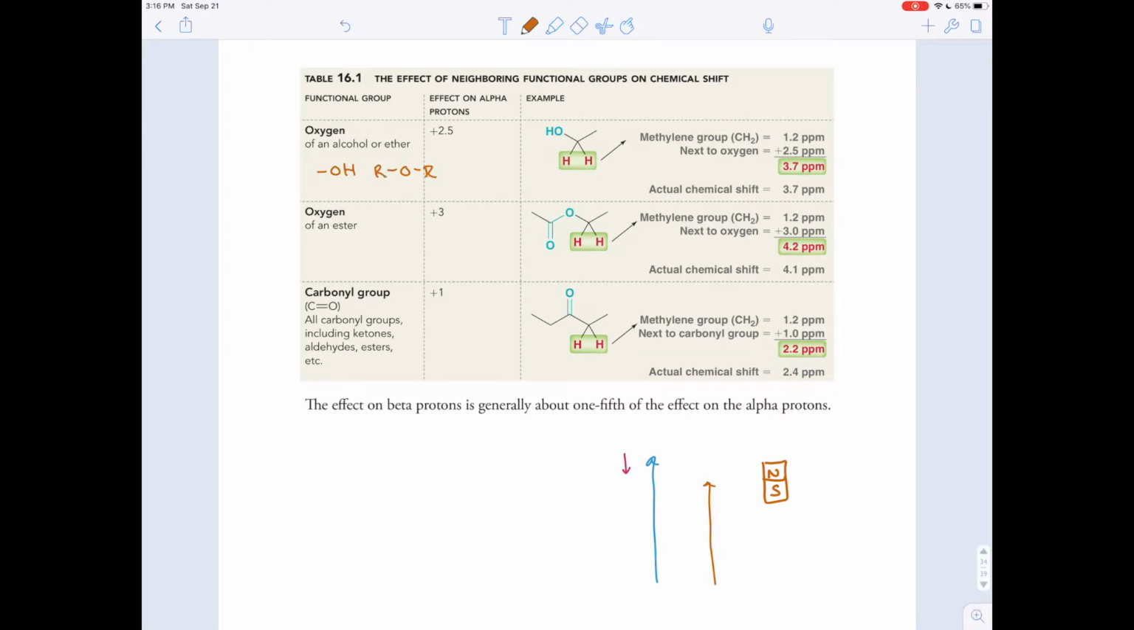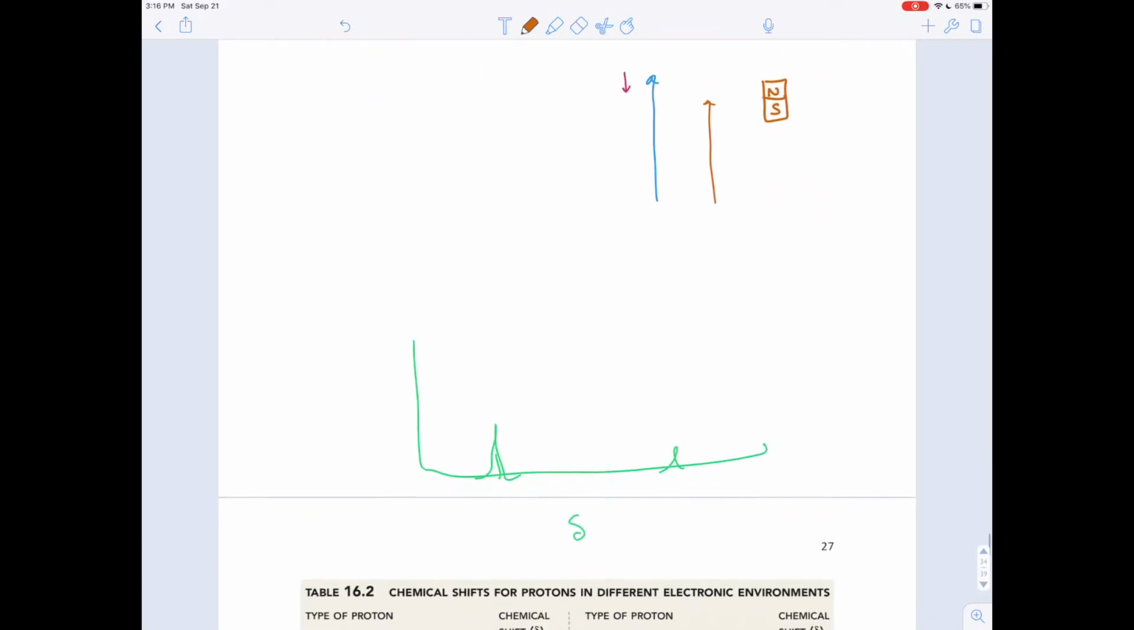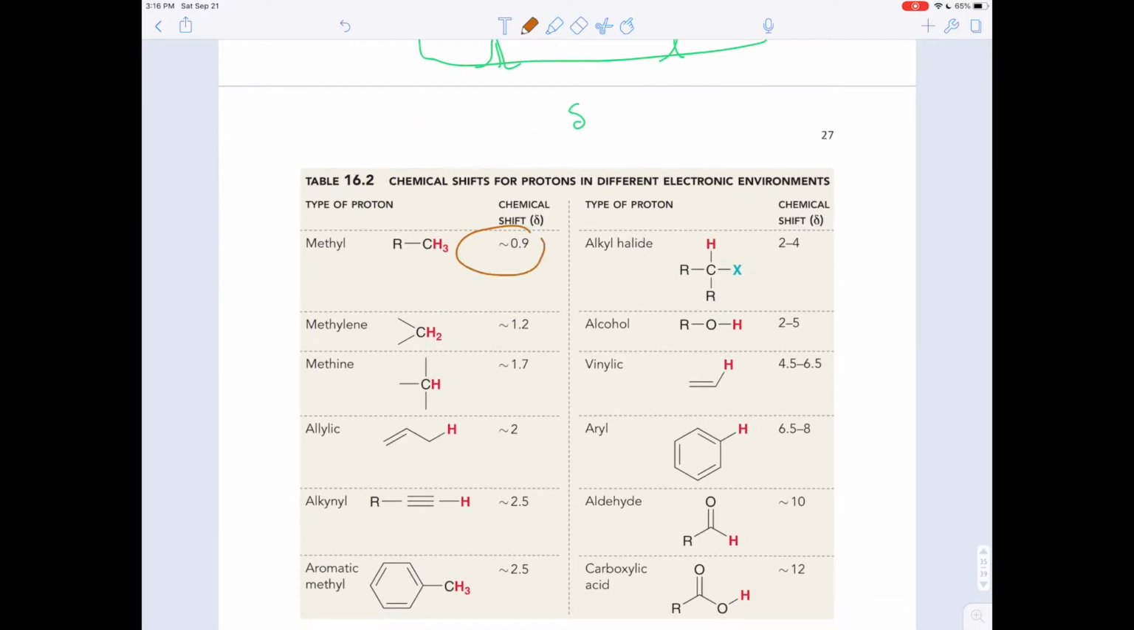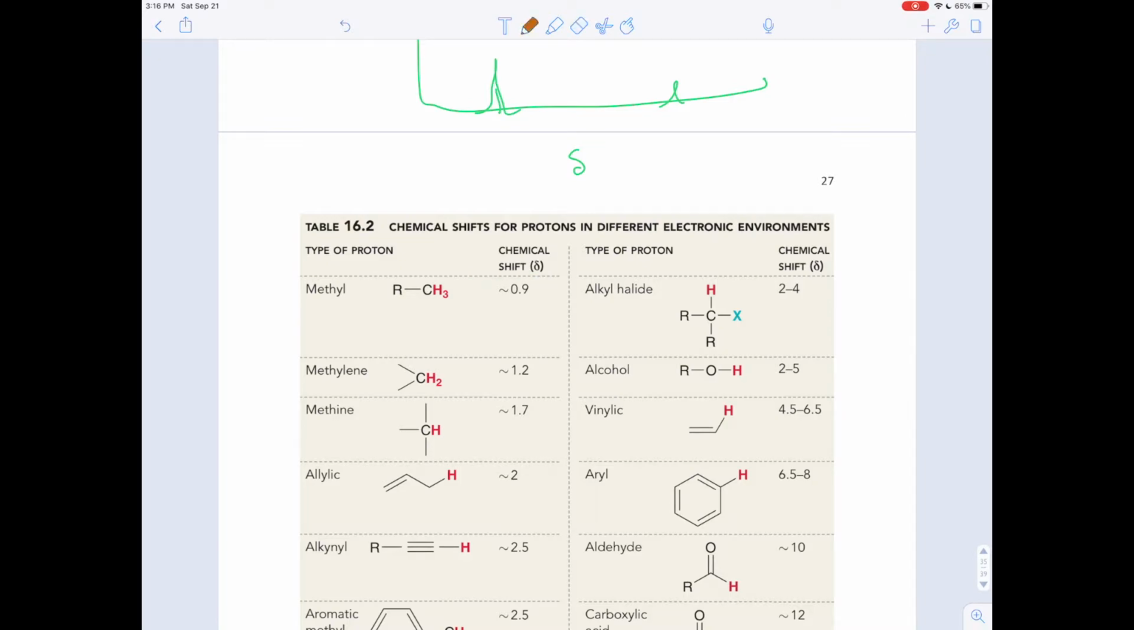on both sides, remember that capital R means any carbon chain. If you have an alcohol or an ether, that will shift the expected peak up, or in other words to the left, by 2.5 parts per million. So, for example, if you would expect this methylene group to appear at around 0.9, if an alcohol or an ether were right next to the hydrogens, then you would have to add 2.5 to that.